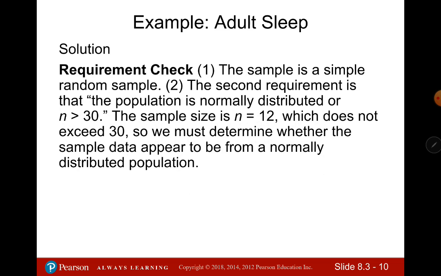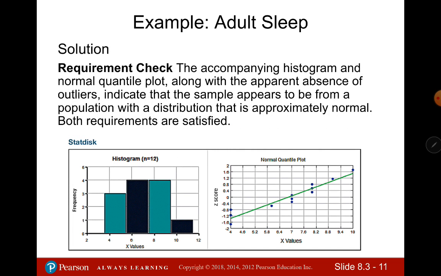Let's see. The second requirement is that either the population is normally distributed or the sample size should be greater than 30. But when we check the sample size in our case, we realize it is not greater than 30. It's less than 30. And we do not know any information about the original population. We do not know if it's normally distributed or not. So maybe we could draw the histogram, draw the plot, to help us test whether the original population is normally distributed or not.